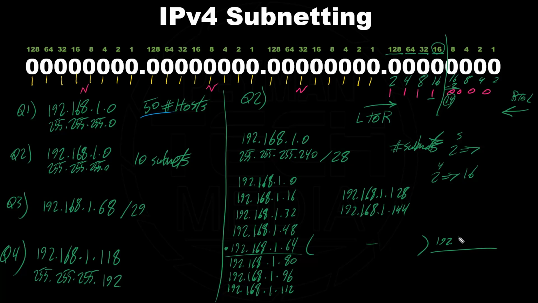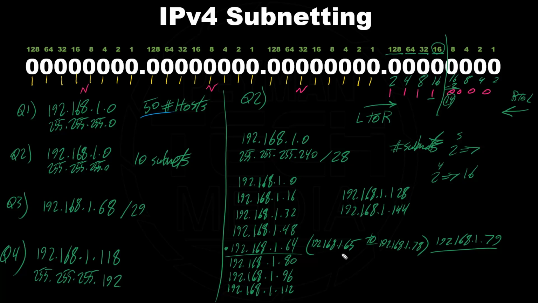192.168.1.79. Now 64 is the network address, 79 is the broadcast address. So any IP addresses in between, these are the available IP addresses. What would be the first available IP address? 192.168.1.65. And the last, 192.168.1.78.